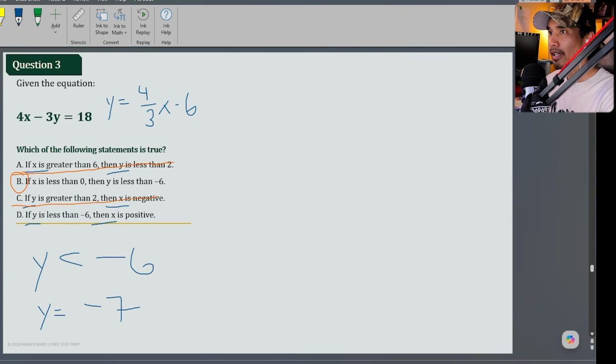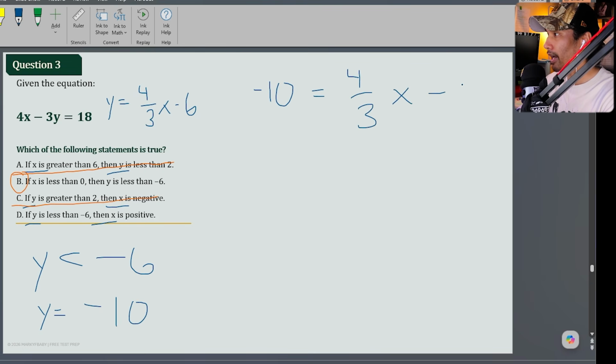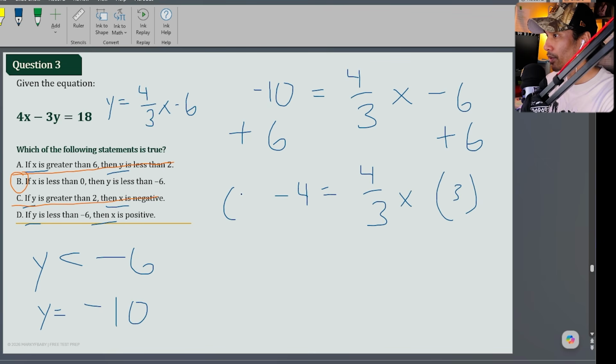Actually, you know what? Like I said in the very beginning of the video, I'm going to choose y equals -10. Okay, -10 should be easy. It should be. It might not be. Okay, so I'm going to go ahead and write it down in the equation. 4 over 3 and then x minus 6. And I'm going to go plus 6, and I'm trying to find out if x is positive or negative. So I have -4 is equal to 4/3 x, and then I'm going to multiply by 3 again. That's going to give me -12 is equal to 4x.